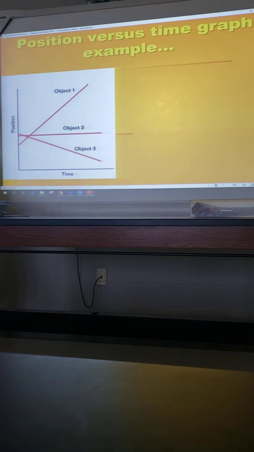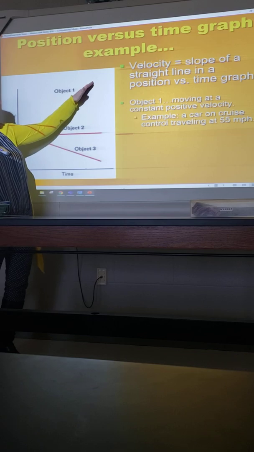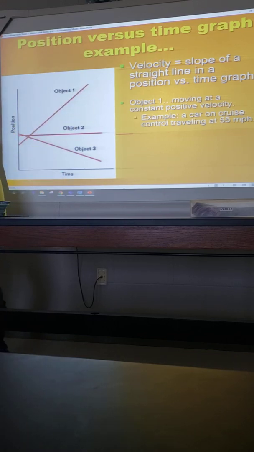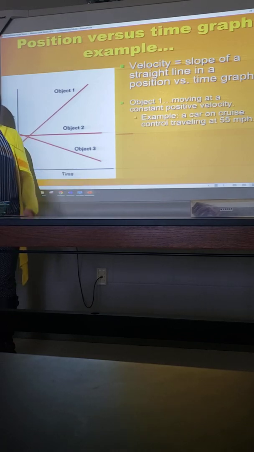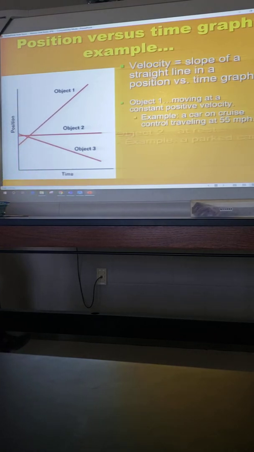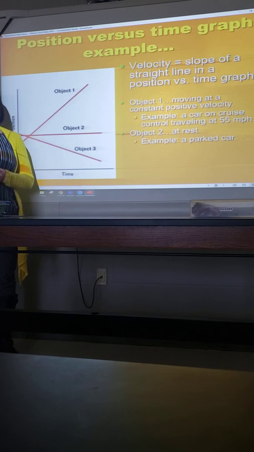So here's our three main examples. If we have velocity of a straight line, and all of these are straight, so they're all going to be like cruise control or constant. So this would be like object one moving at a constant positive velocity. An example would be a car on cruise control traveling at 55 miles per hour, maybe north or forward, east. Object two, the car is at rest, meaning flat line, not moving. So it's like a parked car or a car that's in park.